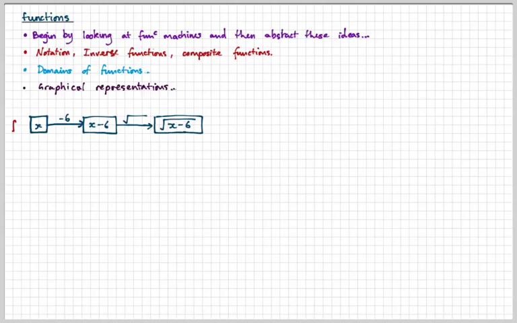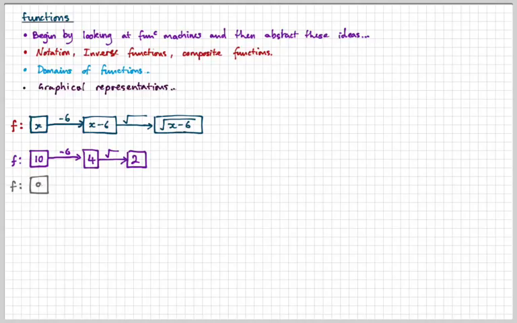Now we might give this function machine a name, and so we might just call it f. So f is this function machine. It takes an input, it subtracts 6 from that input, and then it square roots that answer. So if we were looking at what f would do to 10, well, it would take away 6. That would leave you with 4, and then you would square root this, and you would be left with 2. So this is what f does to 10.